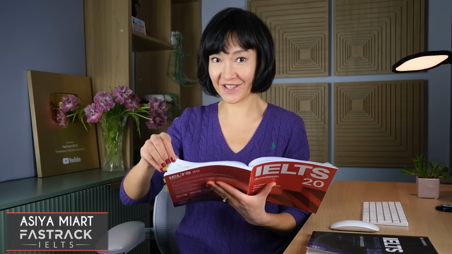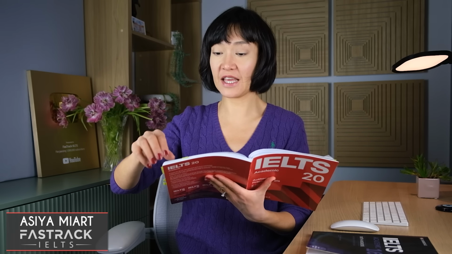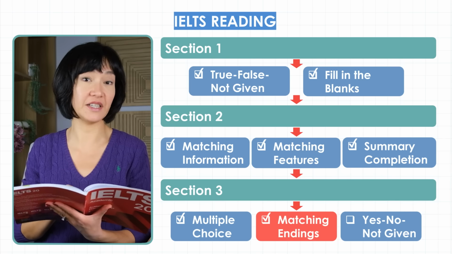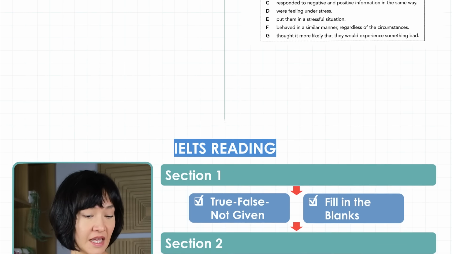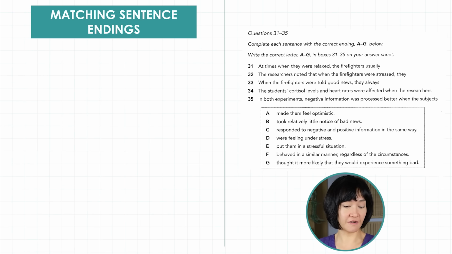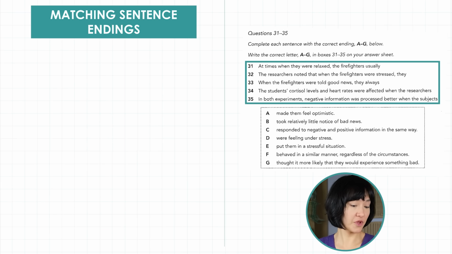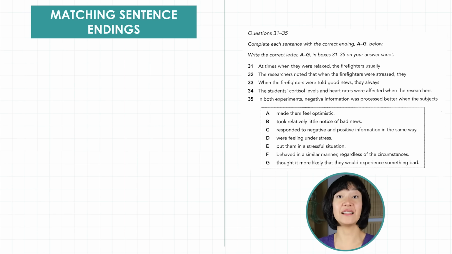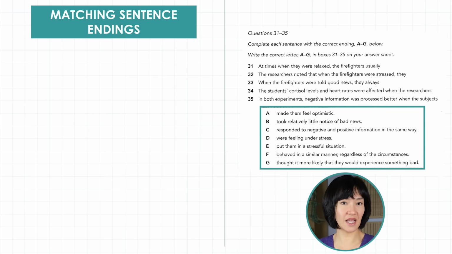Ready to move on to the next task? You should really have a look at this one because these questions are used a lot more frequently these days, matching sentence endings. Complete each sentence with the correct ending. And we see a number of statements from 31 to 35. These are the beginnings of our sentences. And then we have the endings in the box from A to G.